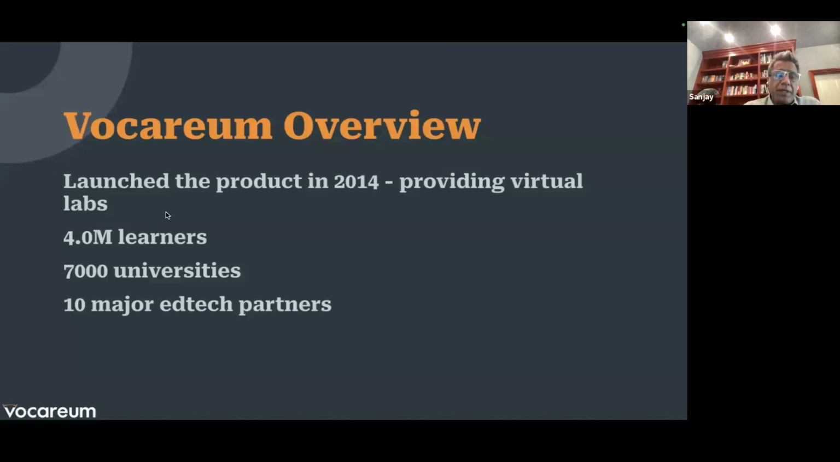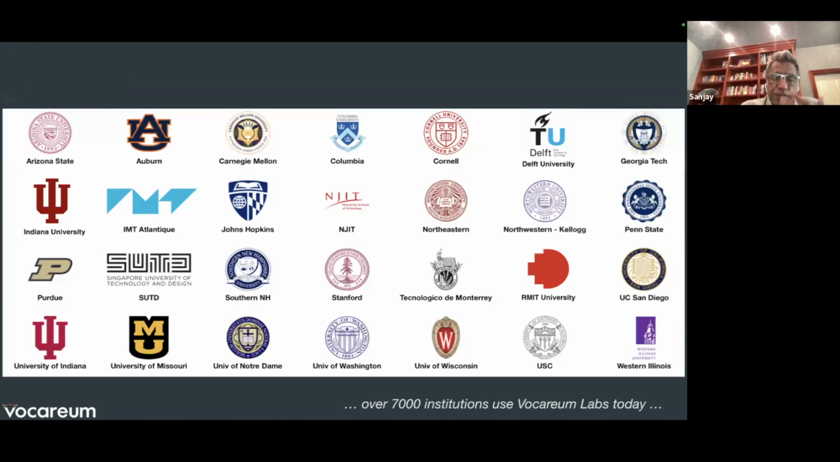Now, roll the clock forward a decade. We have about 4 million learners on our platform. We are at about 7,000 universities, and we have 10 major edtech partners. What we mean by edtech partners is that if you are, for example, going to maybe Udacity, Udemy, edX, or Coursera, and you're learning maybe cloud computing or data science, often, especially for cloud computing, if you have access to any hands-on space, it's often served by Vocareum. We are very proud of all the customers, all the universities worldwide. As I said, 7,000 institutions use us.